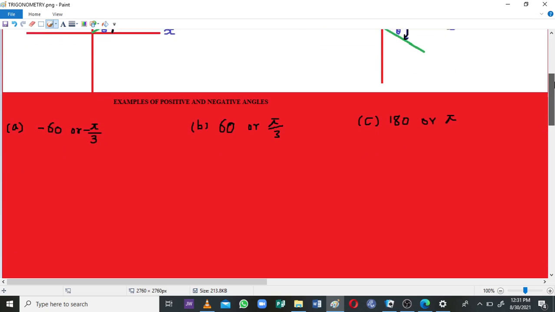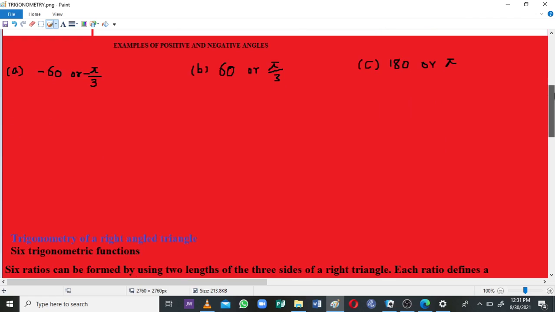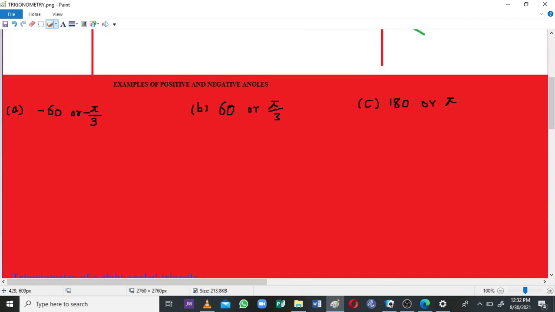Now we can illustrate how to draw negative and positive angles using the knowledge that we have just gotten from the definitions of positive and negative angles. We are going to draw the angles that we have been given below. So we want to draw negative 60.